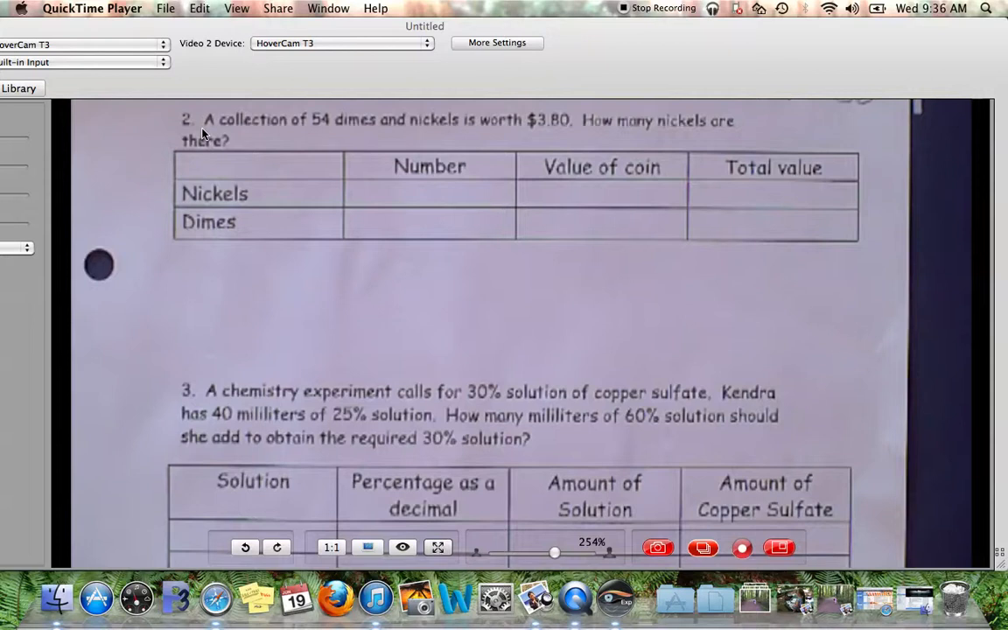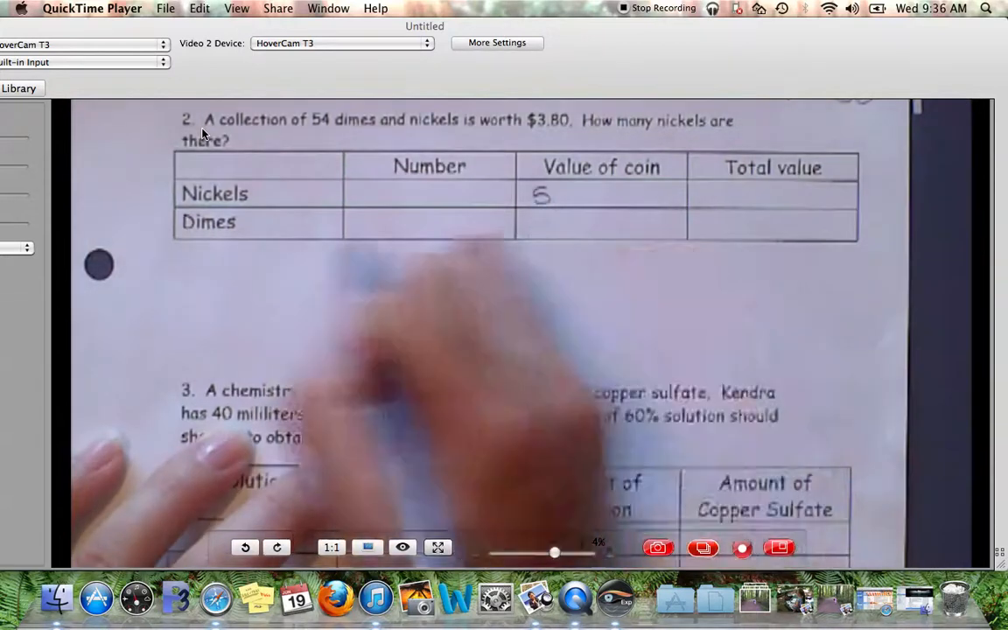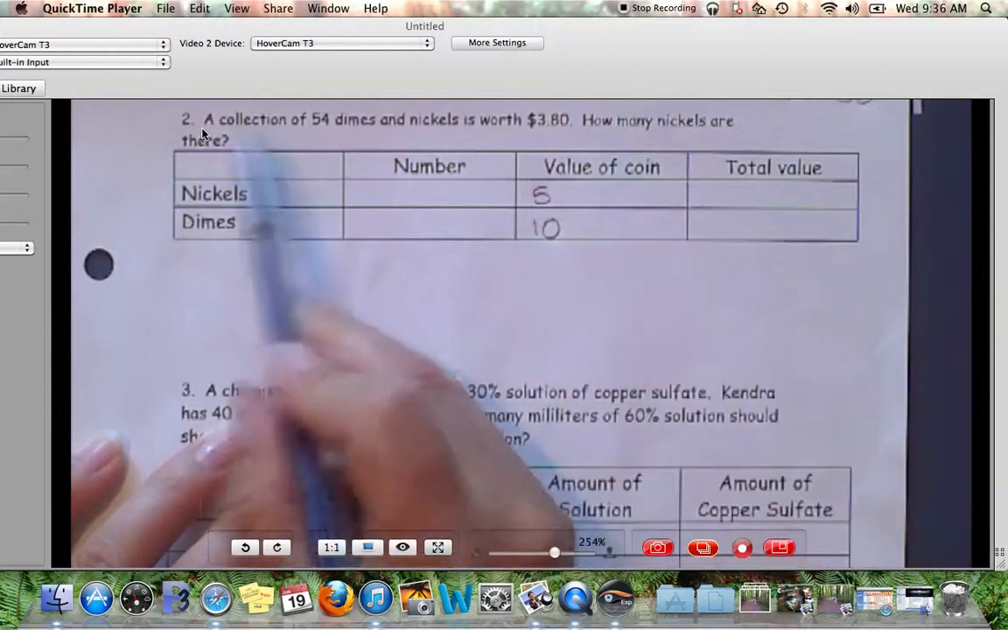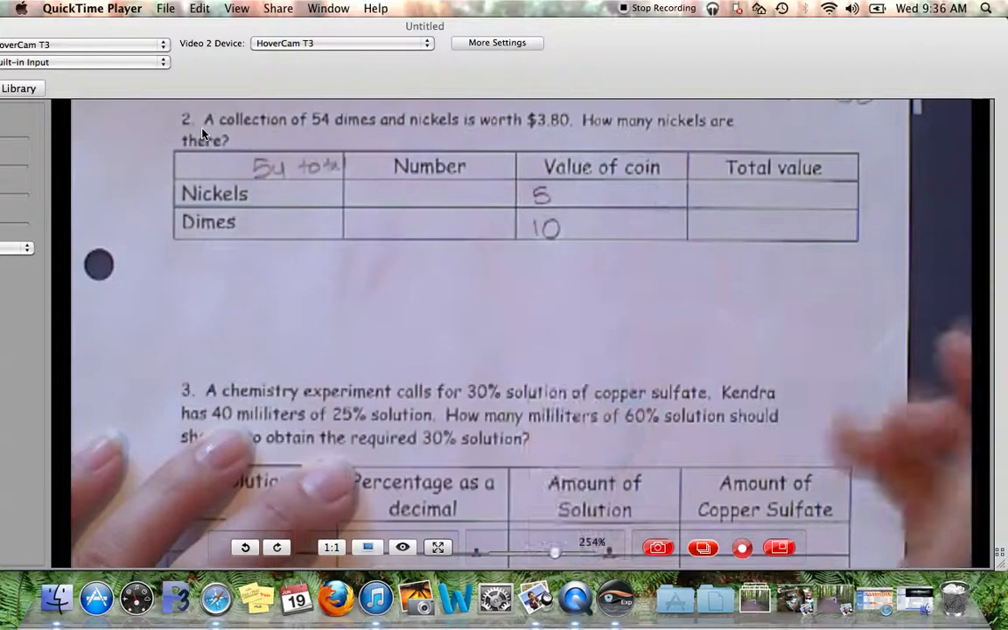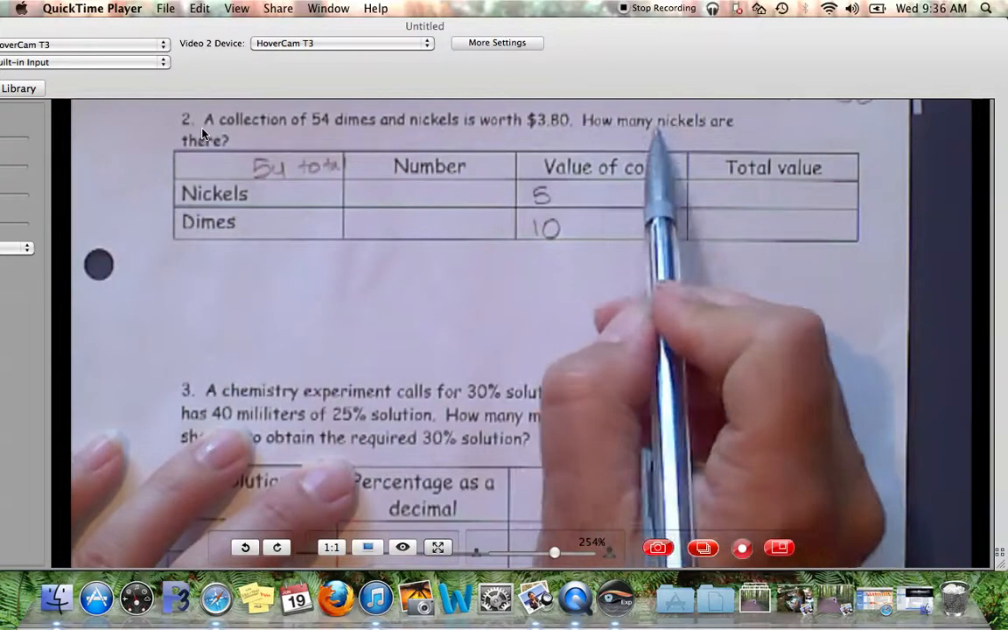All right, let's see how you did on this. Now we still know the value of a nickel is 5 cents. The value of a dime is 10 cents. We have a collection of 54 total. Now the question here is how many nickels are there?